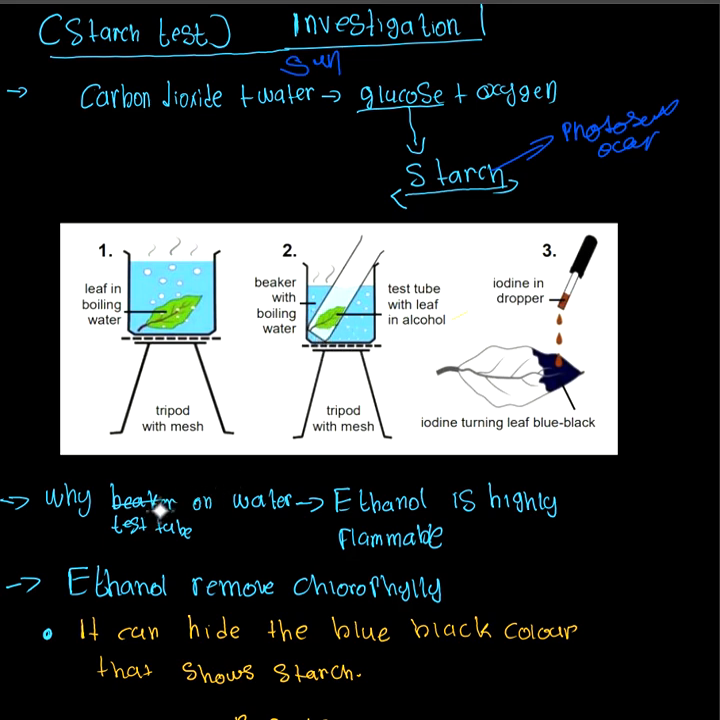So why on the water bath? Why do we place this test tube that has ethanol in the water bath, not directly to the flame? Because this ethanol is highly flammable. If we place it directly to the flame or to the fire, it will catch fire, and the whole experiment will be disrupted. So we must make sure we place it in the water bath.